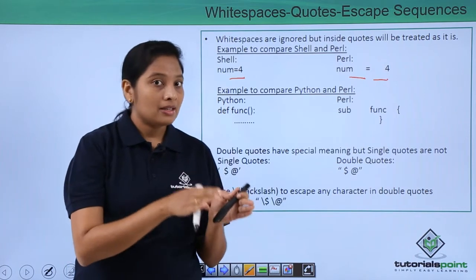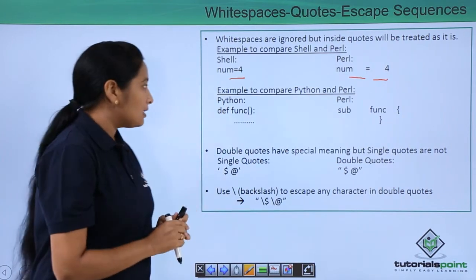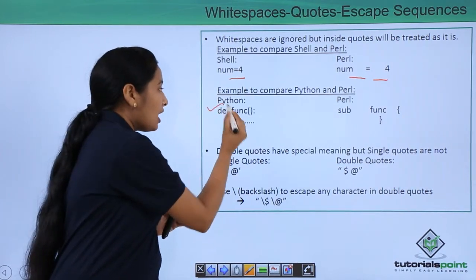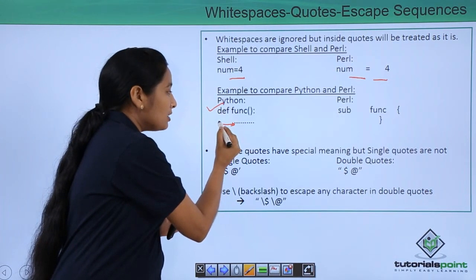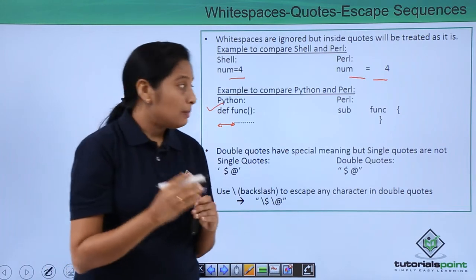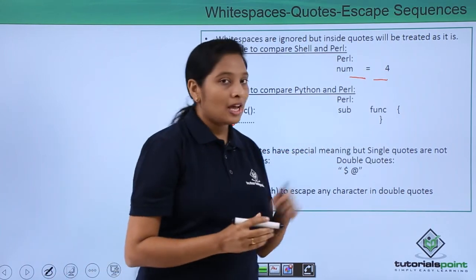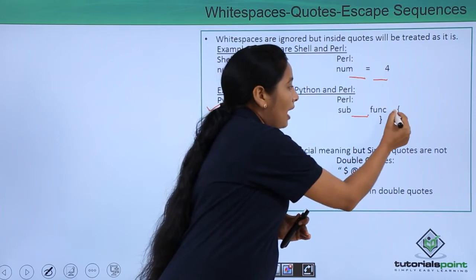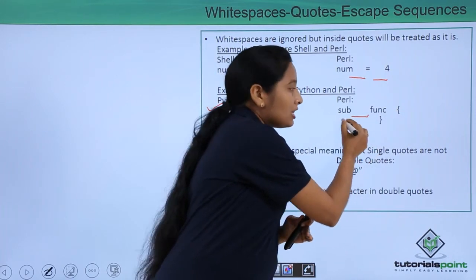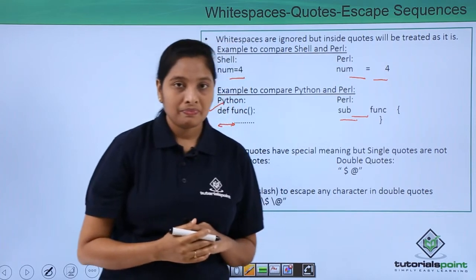Let me compare Python and Perl now. In Python, when you are defining a function, after the definition of function, you should make sure there is a tab here and write the code. In Perl, there is no such thing. If you have any spaces here or after the function, Perl ignores them.